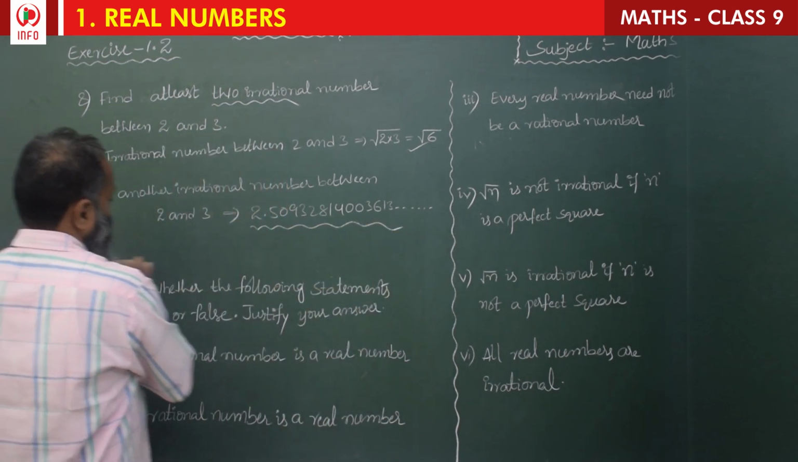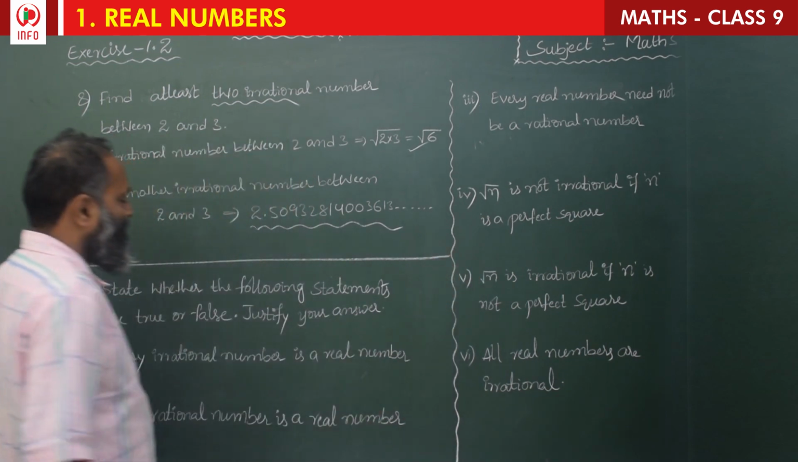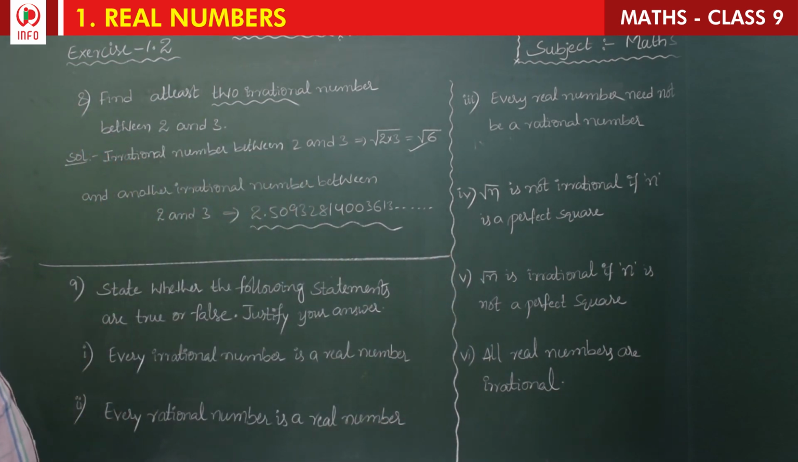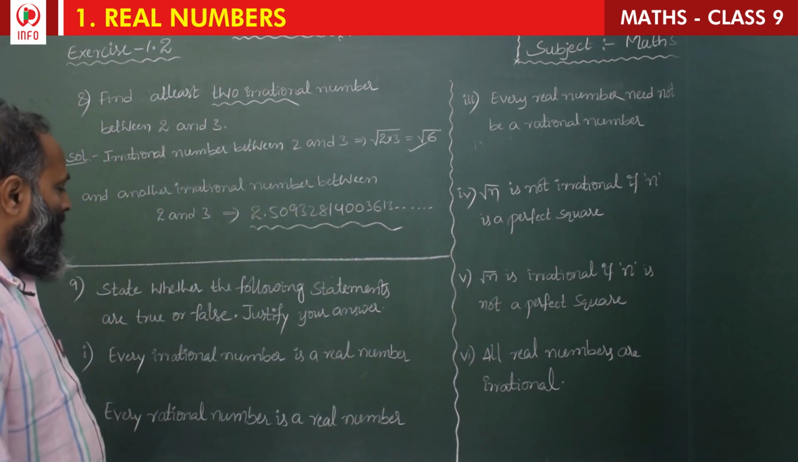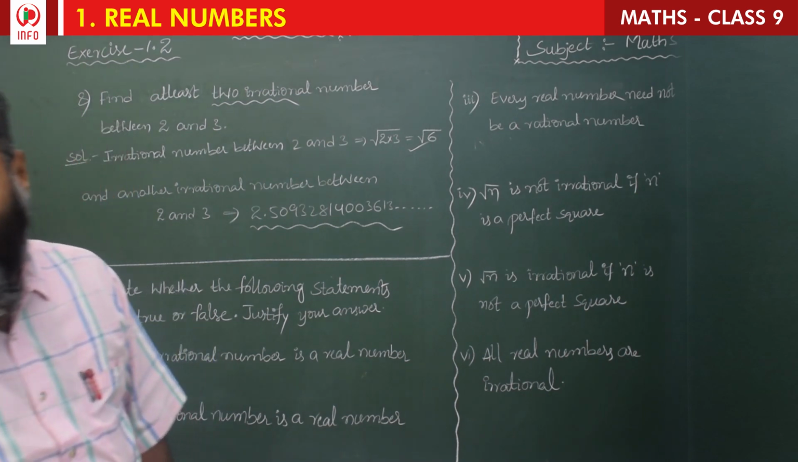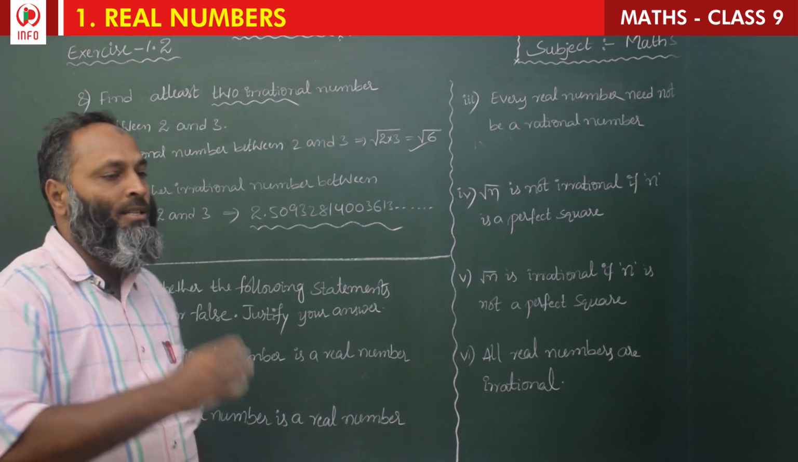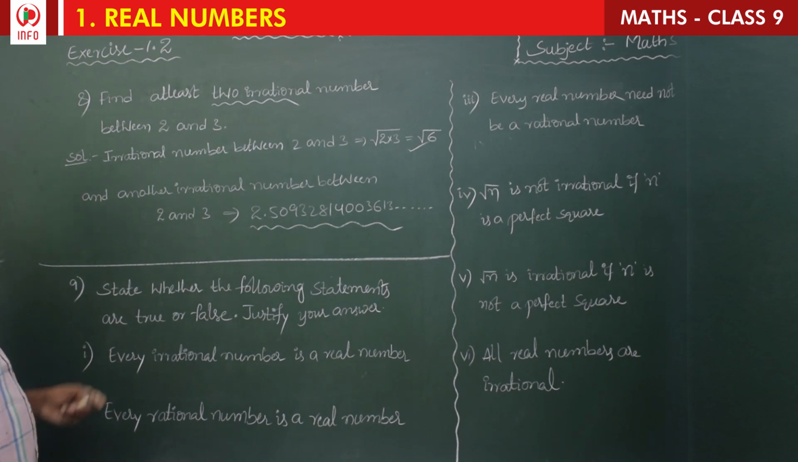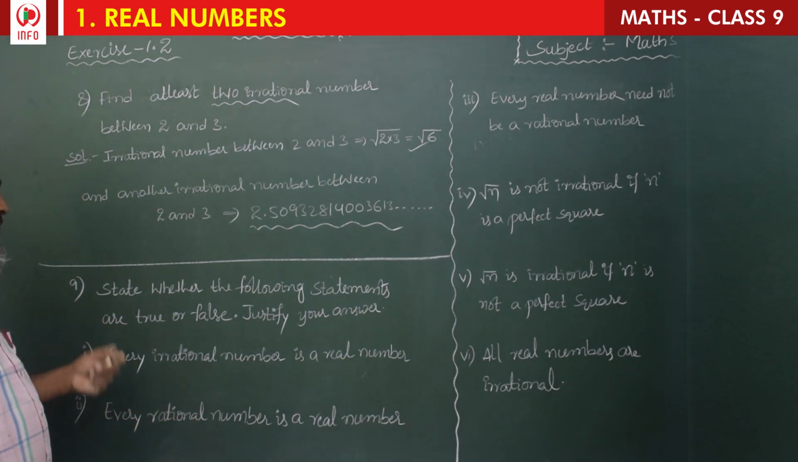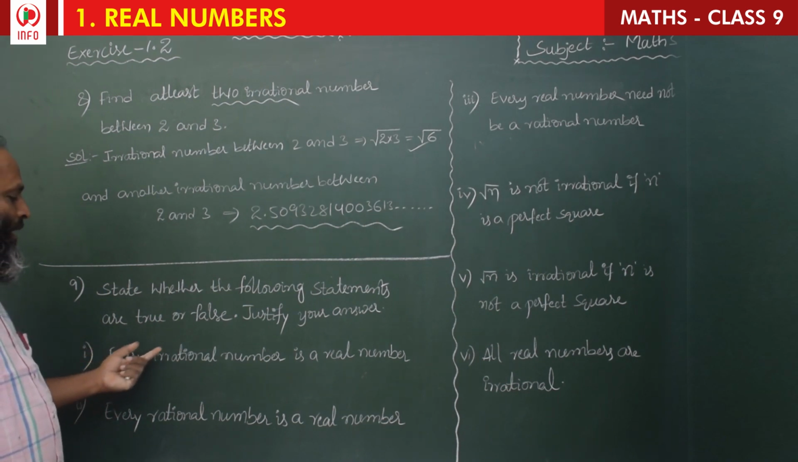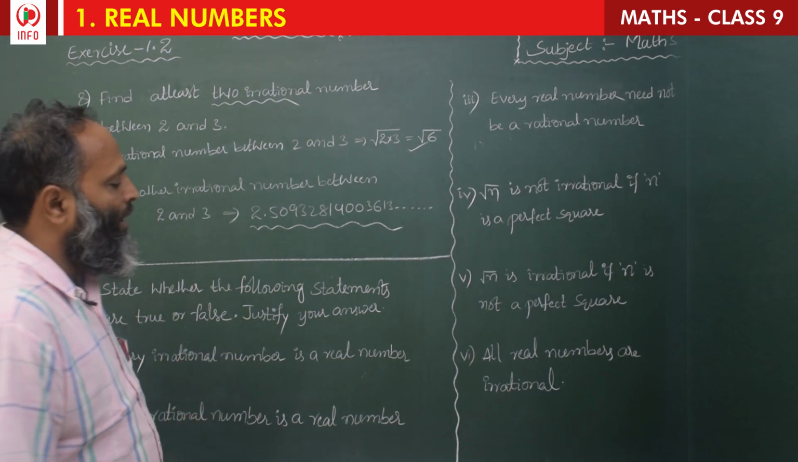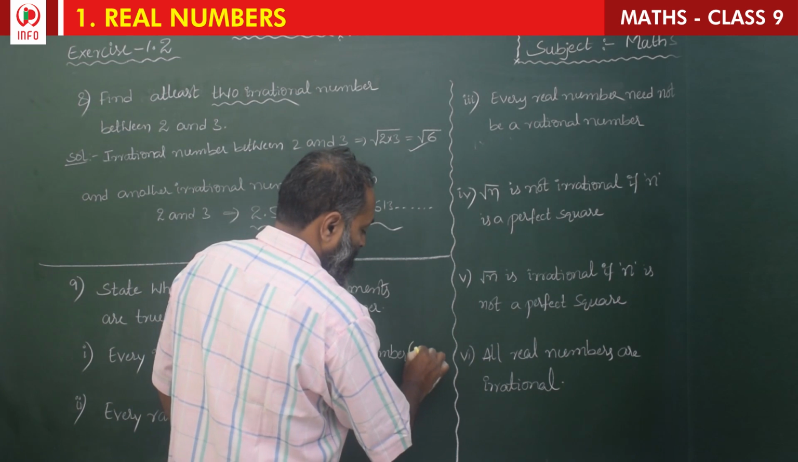Okay. Now after that, the ninth question: state whether the following statements are true or false. Justify your answer. Here justification he is asking. First we should write whether the statement is true or false. He is asking, every irrational number is a real number. It is true.